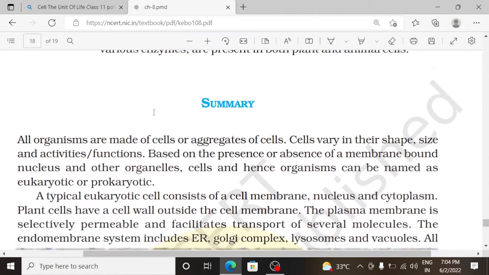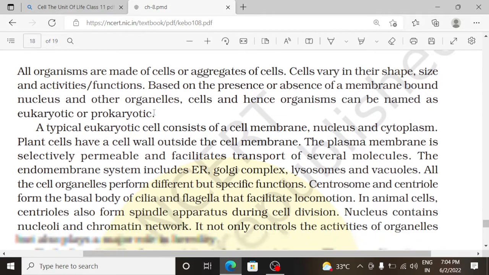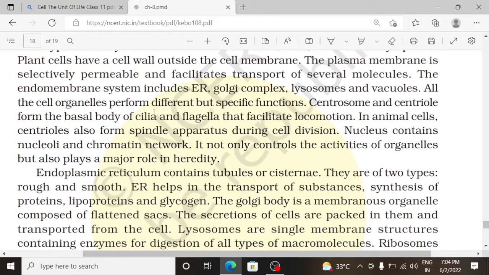Summary. All organisms are made of cells or aggregates of cells. Cells vary in their shape, size and activities or functions based on the presence or absence of membrane-bound nucleus and other organelles. Cells and hence organisms can be named as eukaryotic or prokaryotic. A typical eukaryotic cell consists of cell membrane, nucleus and cytoplasm. Plant cells have a cell wall outside the cell membrane. The plasma membrane is selectively permeable and facilitates transport of several molecules.